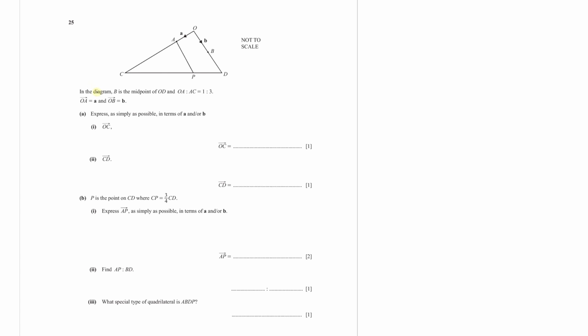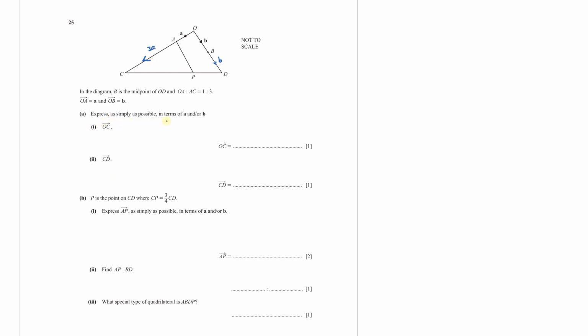Question 25 is, in the diagram, B is the midpoint of OD and OA ratio AC is 1:3. So B is the midpoint of OD, OA is A, OB is B. So if this is the midpoint and OB is B, that means BD is B as well, because B is the midpoint. And OA ratio AC is 1:3. So if this is A, then AC is 3A, because this is 1:3.